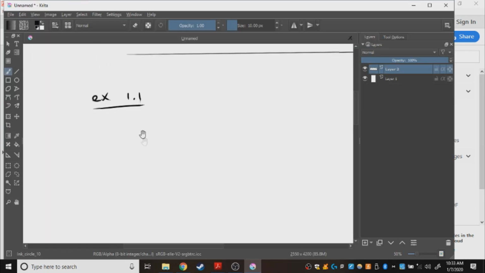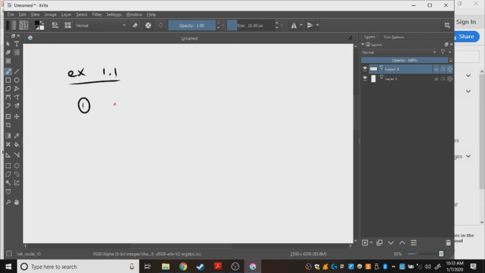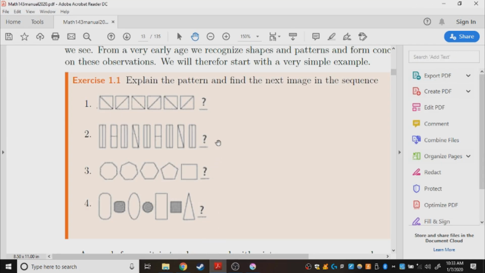So now I'll just leave the screen like this. Number one. The next one is going to be like that. And how many words you use to explain it doesn't matter. Whatever works for you. It's sometimes difficult to explain the pattern and get someone to see it the way you see it. So the next one.